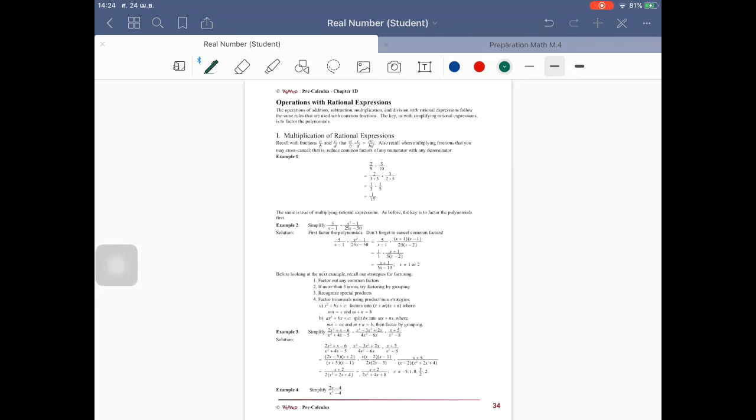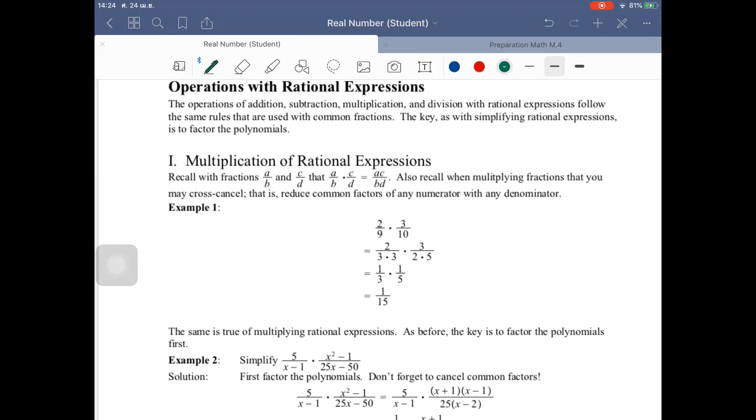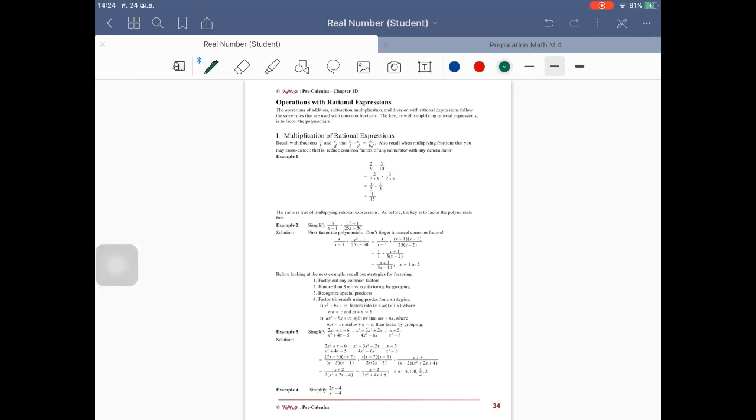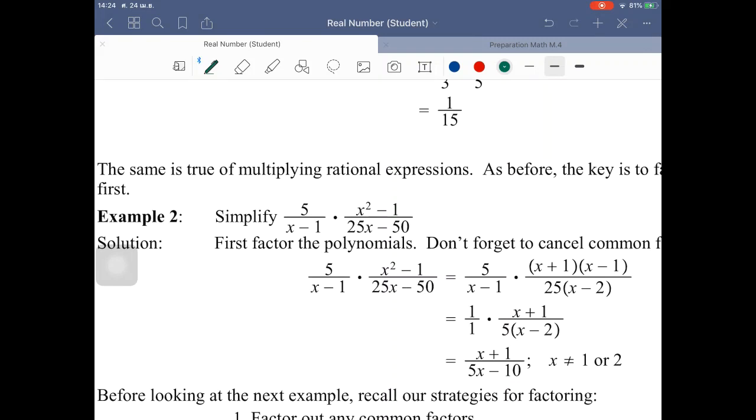Okay, the topic here is operation with rational expression, which are multiplication, division, subtraction, and addition. We start with multiplication of rational expression on page 34. Let's see this example. Basically, you just simplify each one, factorize each term, and then you see which one can be eliminated. You perform and let's leave it. 5 cannot do any further simplification. x minus 1 can't do further simplification, so you leave it.